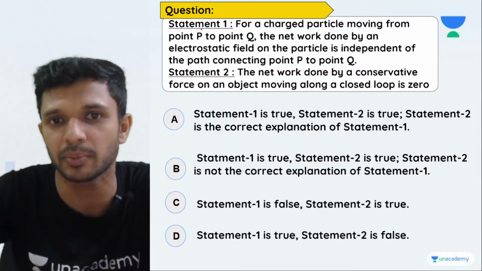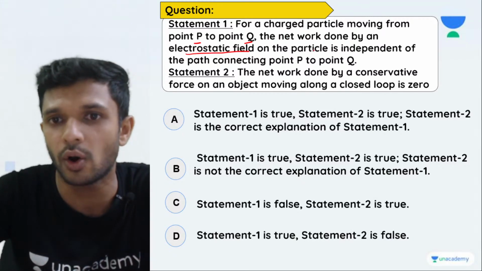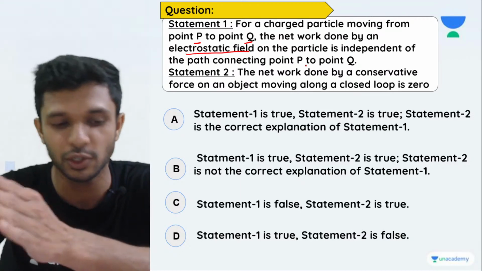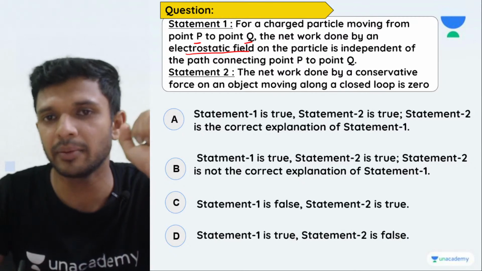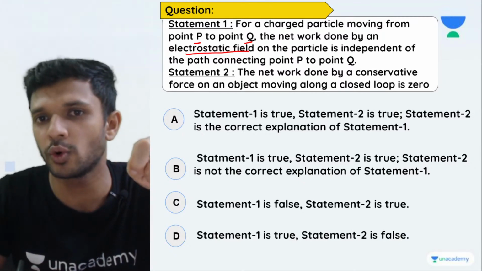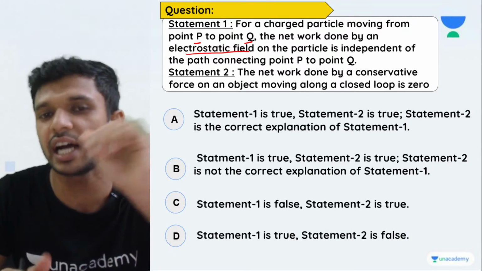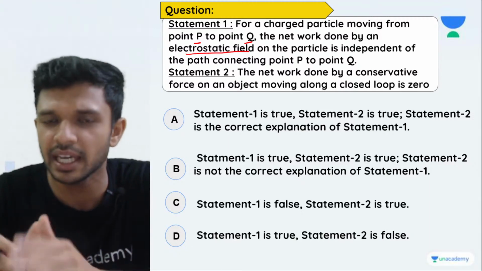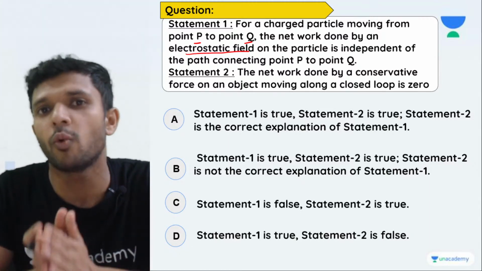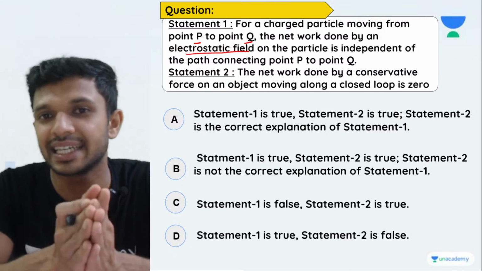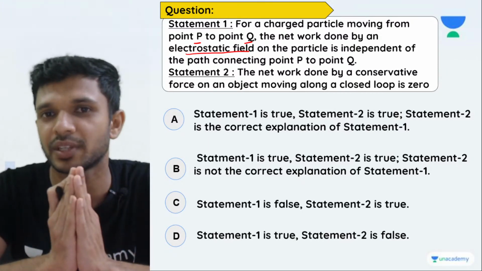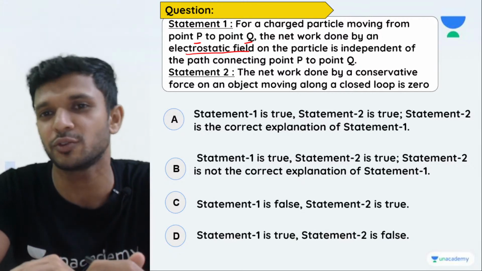Let us read the first statement. For a charged particle moving from the point P to Q, the net work done by an electrostatic field on the particle is independent of the path connecting point P to Q. First, tell me what kind of force is experienced on the charged particle in an electrostatic field? Electrostatic force. It is a conservative force, isn't it?